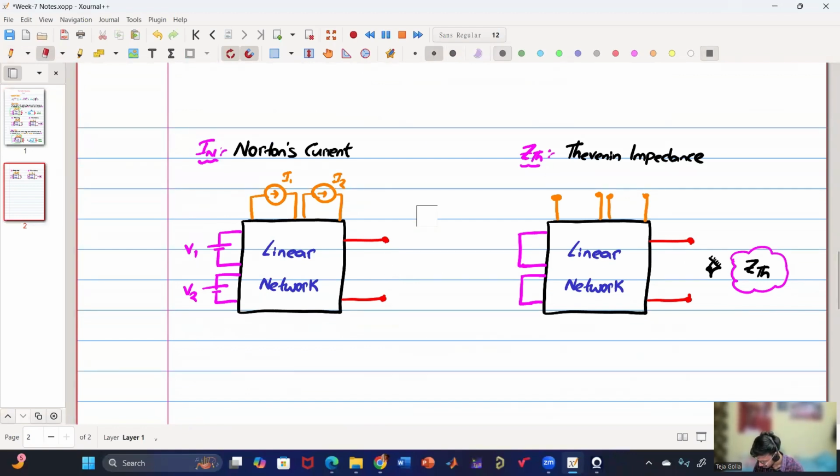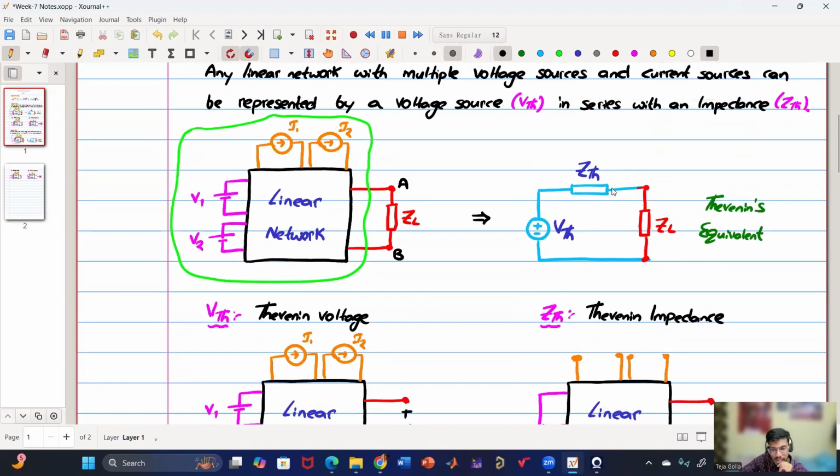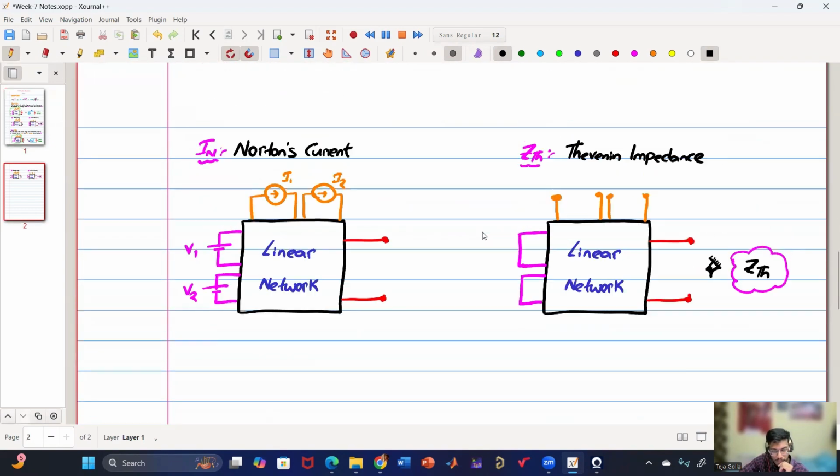Sir, instead of finding IN using Norton's circuit, we can find it by VTH by ZTH, no, sir? Yes, you can also do that. Yeah, it was a good point. I was actually about to tell after this. So there is a relation between this circuit. If you see this circuit as well as this circuit, both are actually same. Okay, I'll also cover that aspect.